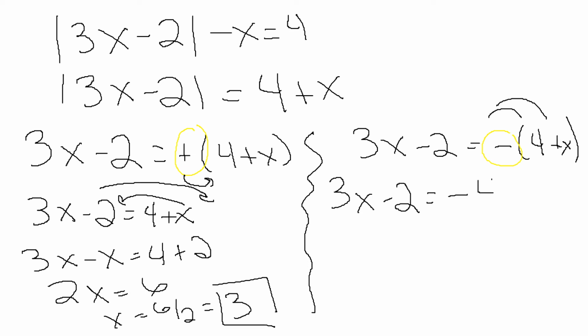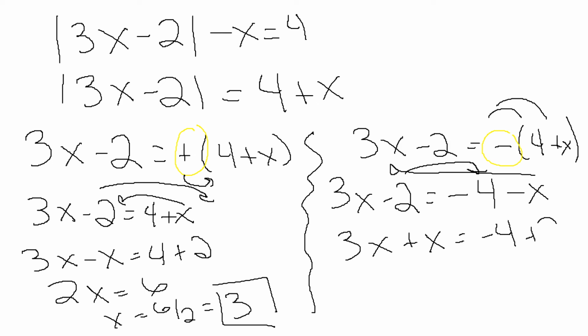So my understood plus 4 becomes a minus. My plus x becomes a minus. Now I'm going to move my 2 over, move my x over. Minus x becomes plus when I move it. Minus 2 becomes 2 when I move it. So 4x equals negative 2.